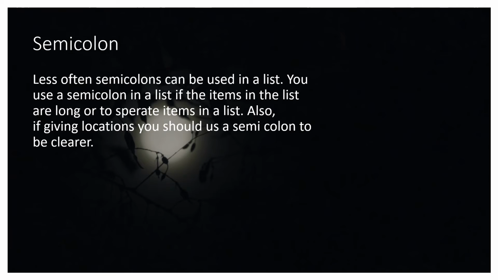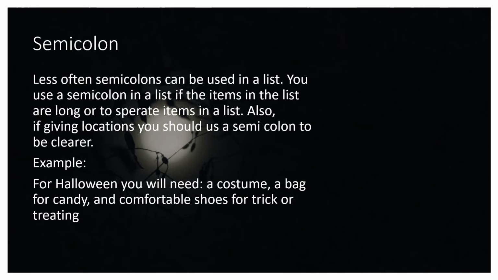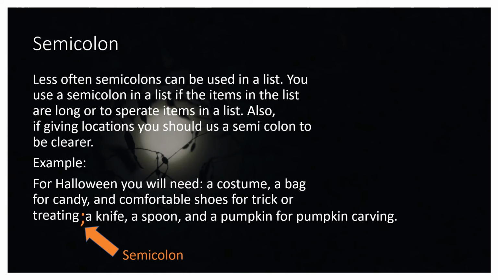You use a semicolon in a list if the items in the list are long or to separate items in a list. Also, if giving location, you should use a semicolon to be clear. Example. For Halloween, you will need a costume, a bag for candy, and comfortable shoes for trick-or-treating; this is the semicolon, and to finish the list off, you say a knife, a spoon, and a pumpkin for pumpkin carving. You use a semicolon here because the list is long and you want to separate it.